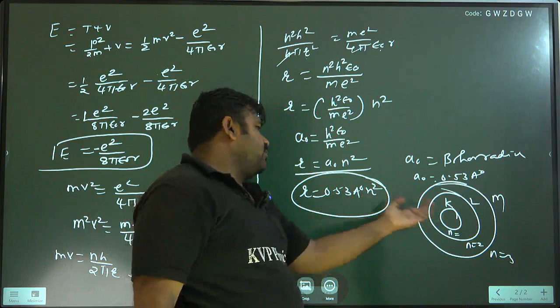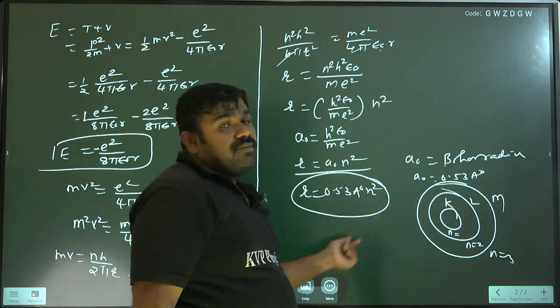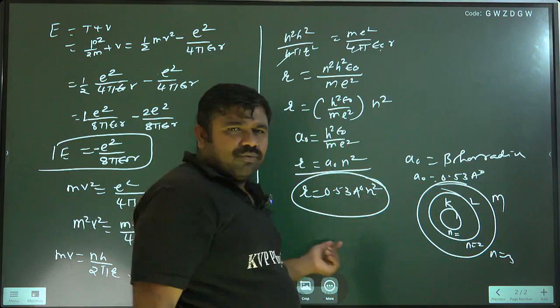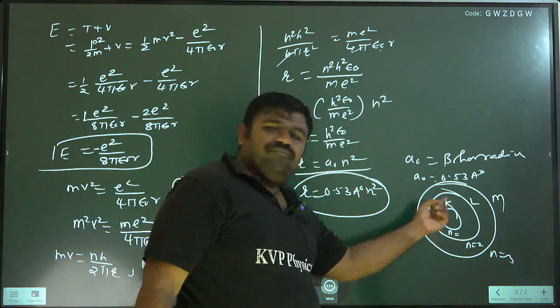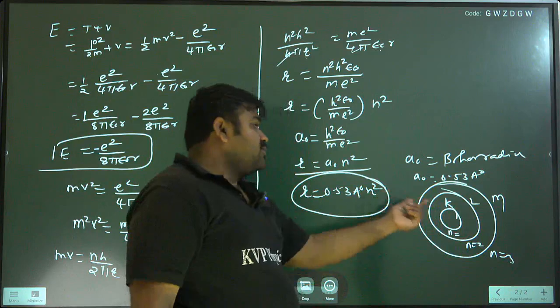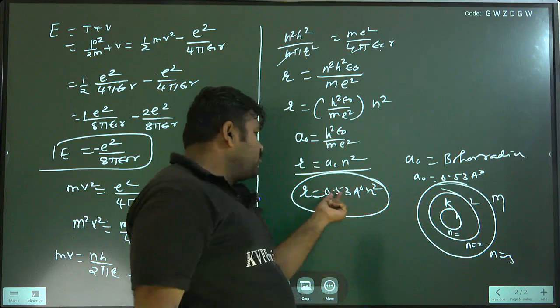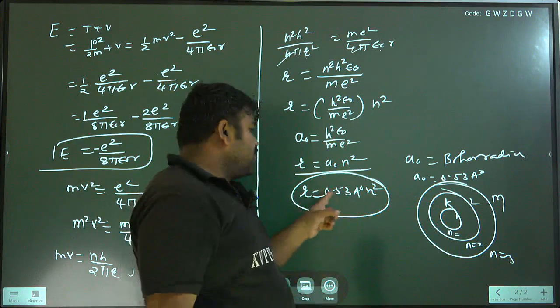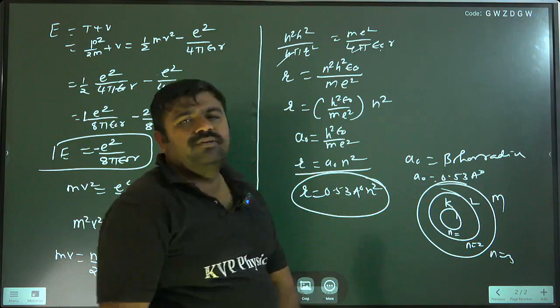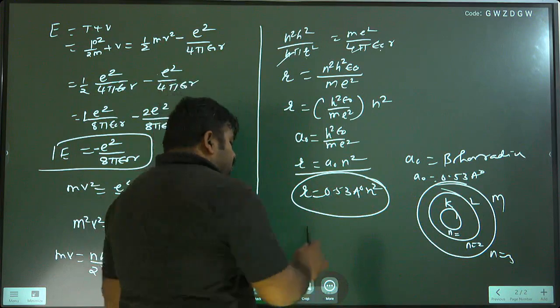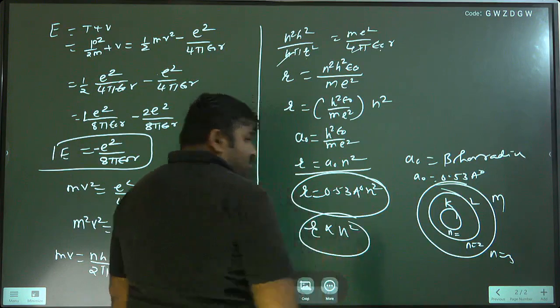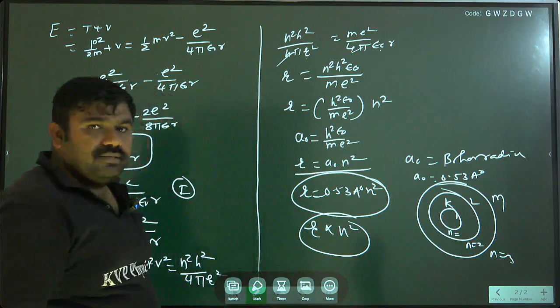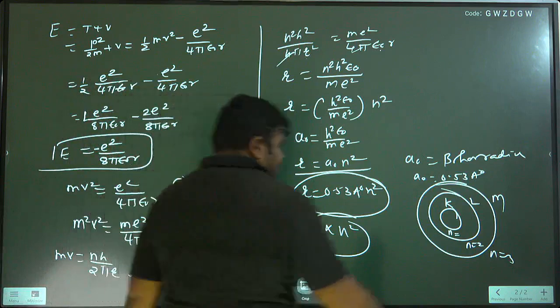Suppose n is equal to 1, this is nothing but the first orbit. The first orbit is known as the Bohr orbit. So why can we say Bohr orbit? Because the hydrogen atom electron moves in the first orbit. Yes or no? And what is the radius of this orbit? The radius of this orbit is 0.53 angstrom. Meaning r is equal to 0.53 angstrom into n square. Meaning simply r is directly proportional to n square. Meaning n increases, radius increases.